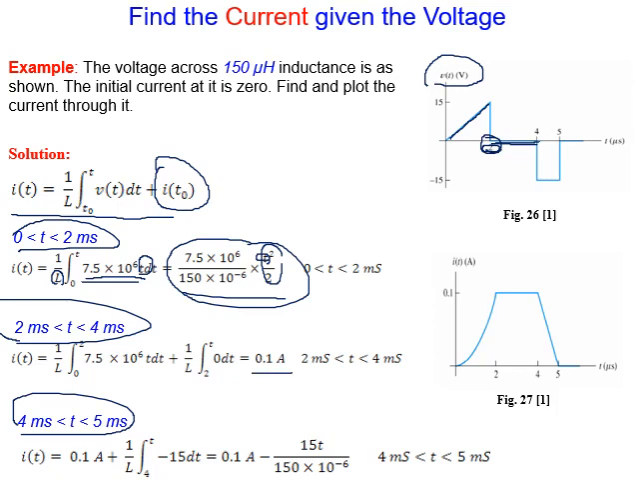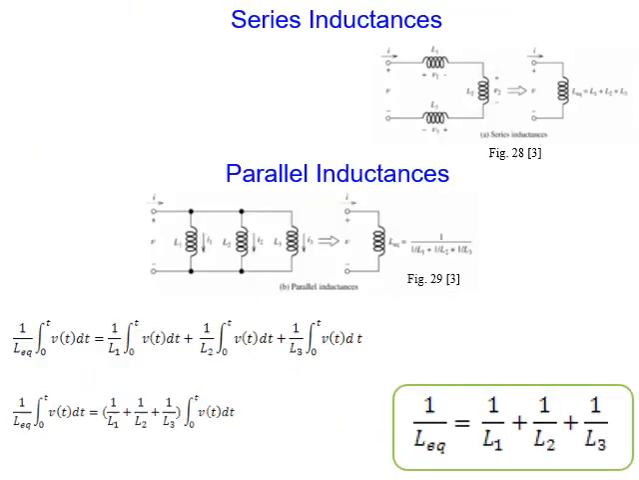The third part, which is from 4 to 5 microsecond, the previous state is 0.1 already. I know it. Then integrate from 4 to t. The formula for this line, how much? It's minus 15. I substitute minus 15 and I integrate. Then this is the final shape or the final equation.